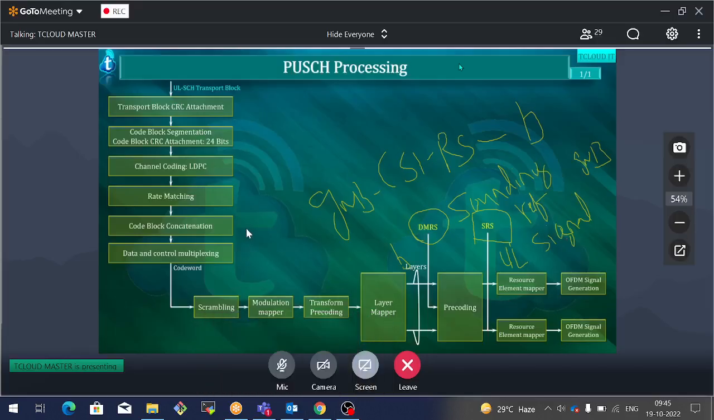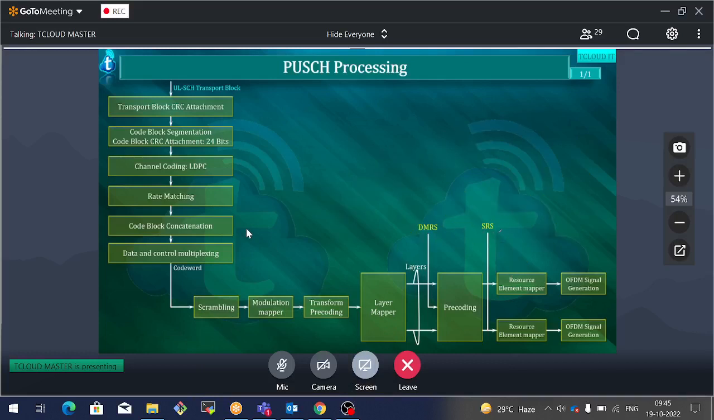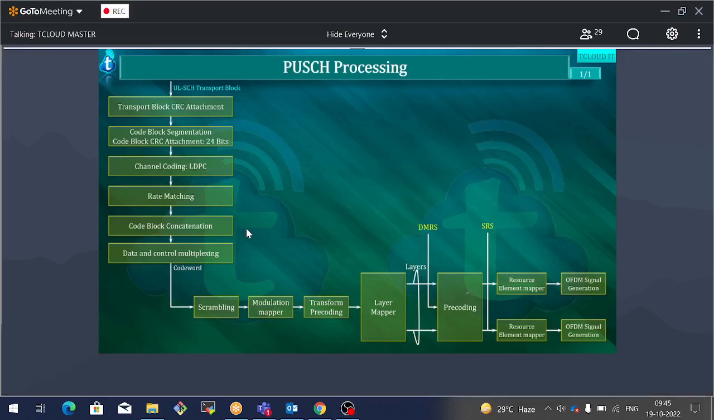These sounding reference signals that the mobile equipment transmits need not be pre-coded, but they will definitely occupy some resource elements. Whatever the recognized resource element positions are for SRS, you place them, and then after that you generate the OFDM signal and then transmit.